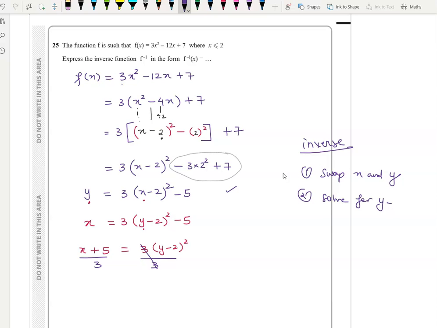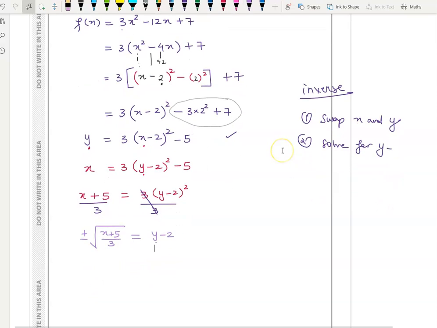So when you want to cancel the square, you will take square root of both sides. So when I do that, I will get positive or negative square root of x plus 5 upon 3 equal to, and square root of the right side will be y minus 2. Now I need to cancel out the minus 2. So when I move it to the left, it will become plus 2. So I have 2 plus or minus square root of x plus 5 upon 3 equal to y.